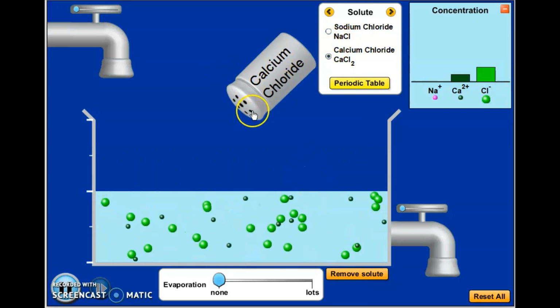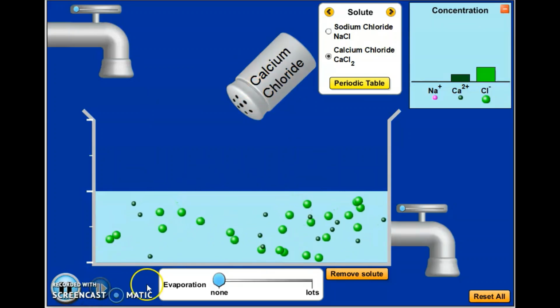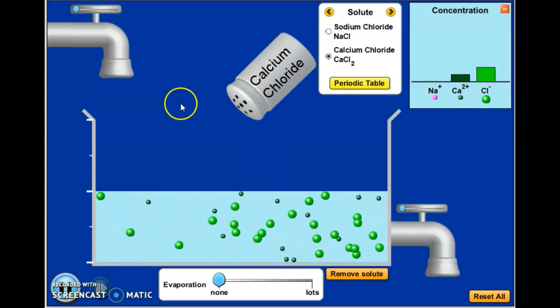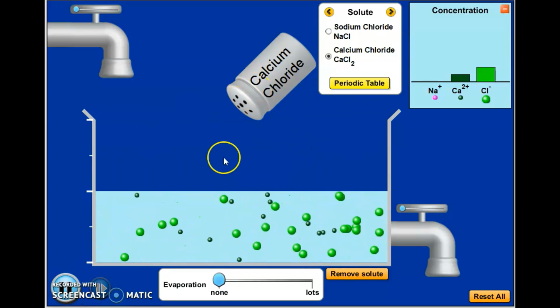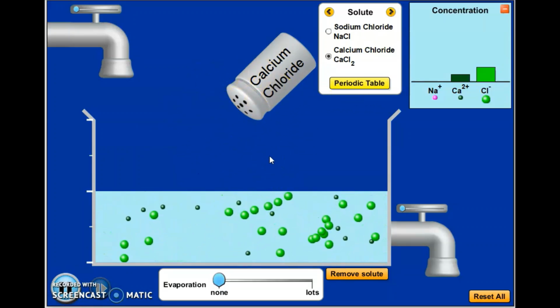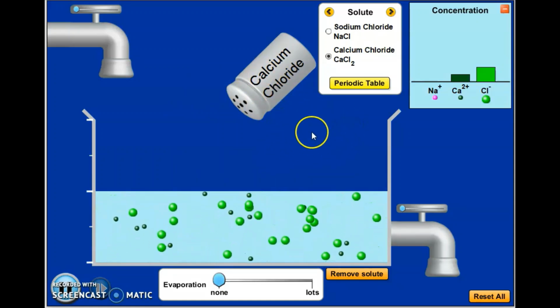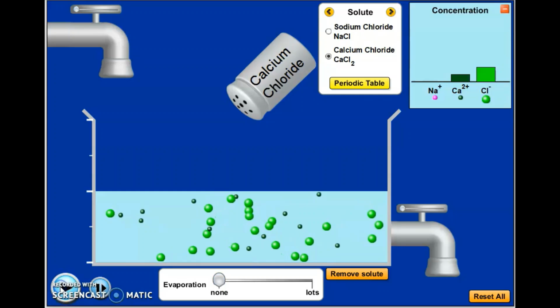Okay, so that gives you a little bit of a microscopic or nanoscopic view into the difference between ionic and covalent compounds, and why the ionic compounds conduct electricity, and why covalent molecules and covalent compounds do not conduct electricity.